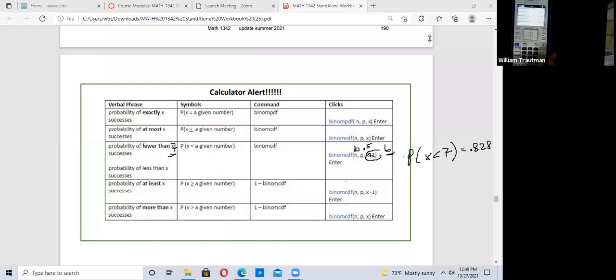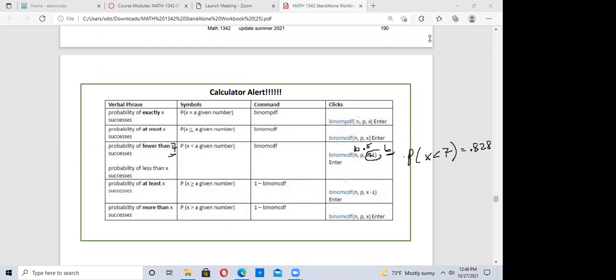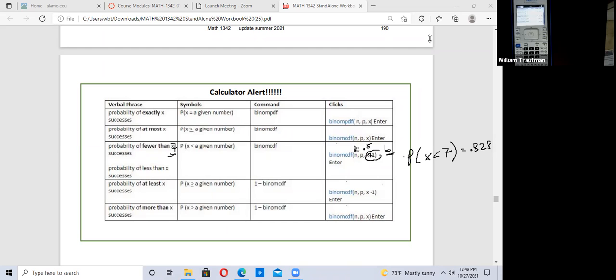Anybody actually trying these on their calculator? I'm hoping you guys are doing this. This test gets really difficult if you don't try it. Yes? Yes. Okay, just want to make sure.